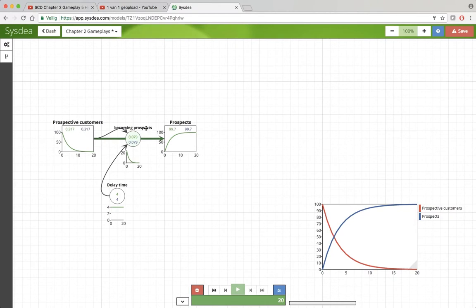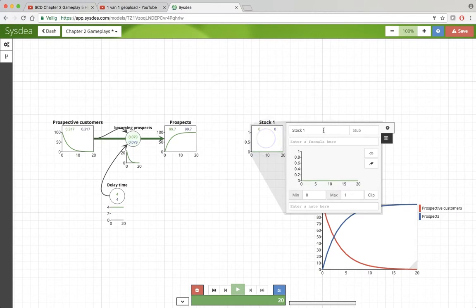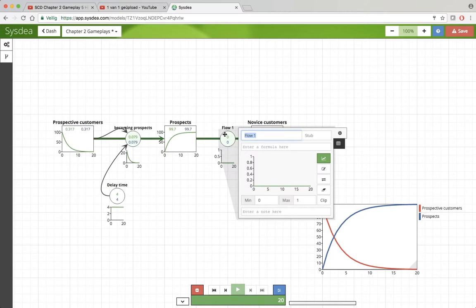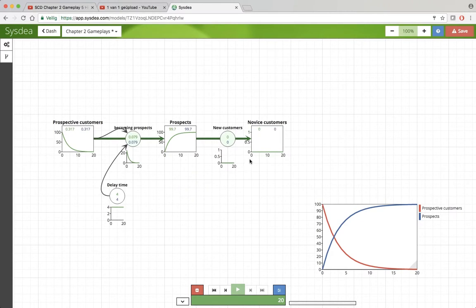Because when prospective customers become prospects, they're not customers yet. So let's make something that comes closer to that. Let's call these the novice customers. And let's indeed make a new flow that we call new customers. And let's put that in there.